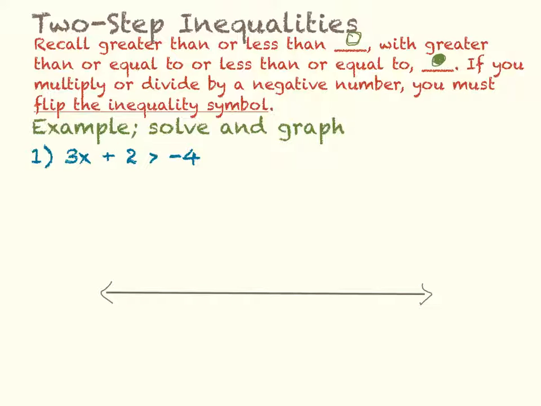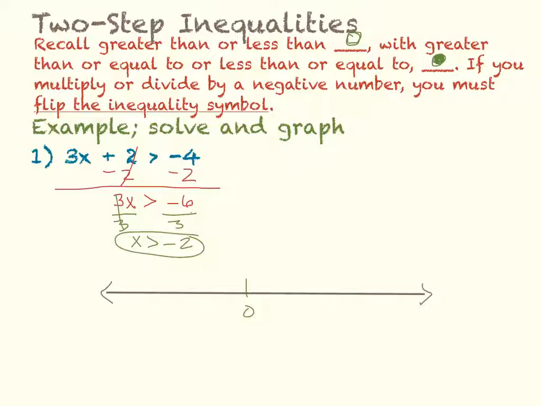So let's solve 3x plus 2 is greater than negative 4. So first thing I'm going to do is opposite of plus is minus 2 from both sides, giving me 3x is greater than negative 6. Then the next step is to divide, because 3x means multiply, divide by a 3, divide by a 3. So x is greater than negative 2.